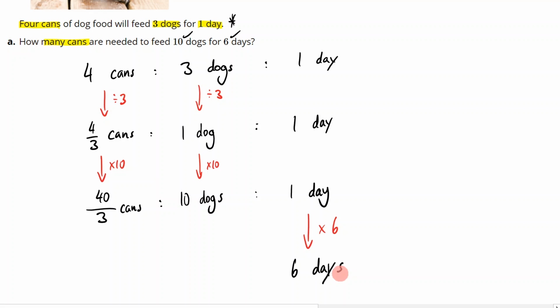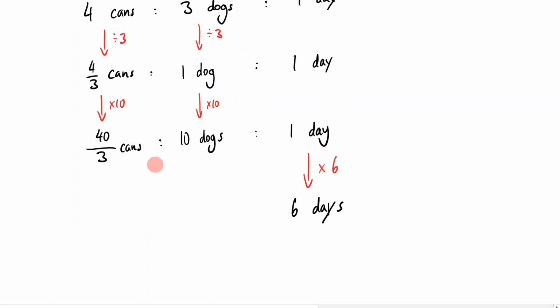And again, if this is now going to be 6 days, it's either going to be affecting the amount of dogs or the amount of cans I have. Well, I don't want to change the amount of dogs because I need 10 dogs to answer the question. So I'm going to have to change the amount of cans. Now, if I have to feed these dogs for more days, it was 1 day to 6 days, it's more days. Well, I'm going to need more cans of dog food. So if I'm timesing this one by 6, I'm going to times this one by 6 as well. It's going to be the same thing. I'm going to come over here and times this one by 6.